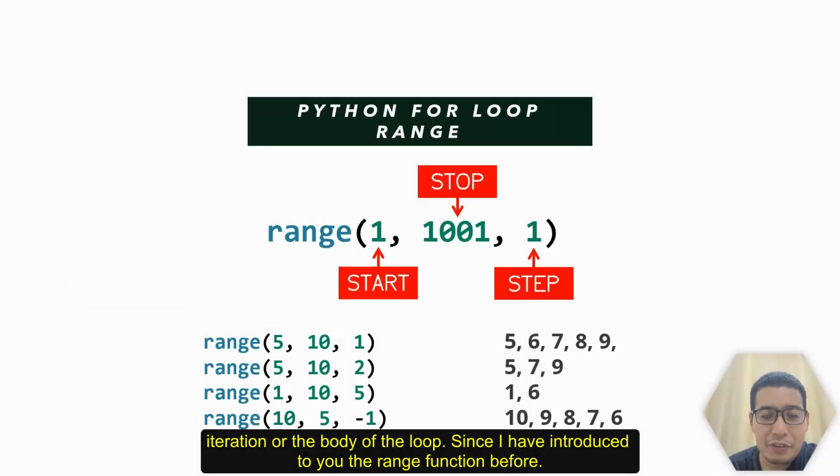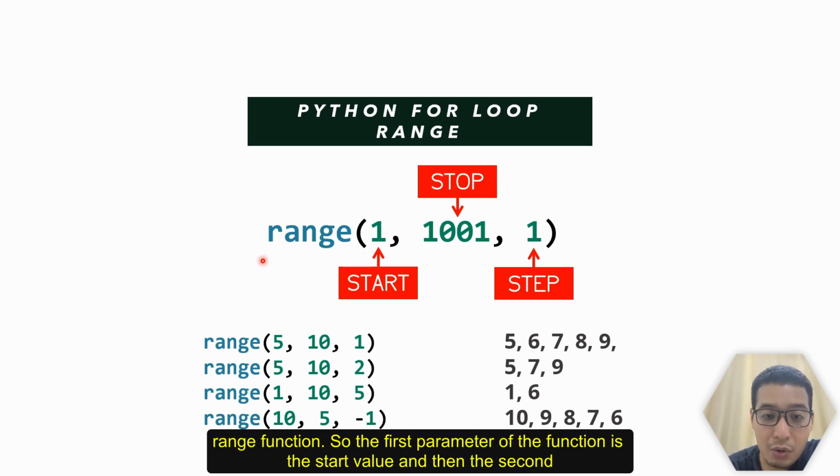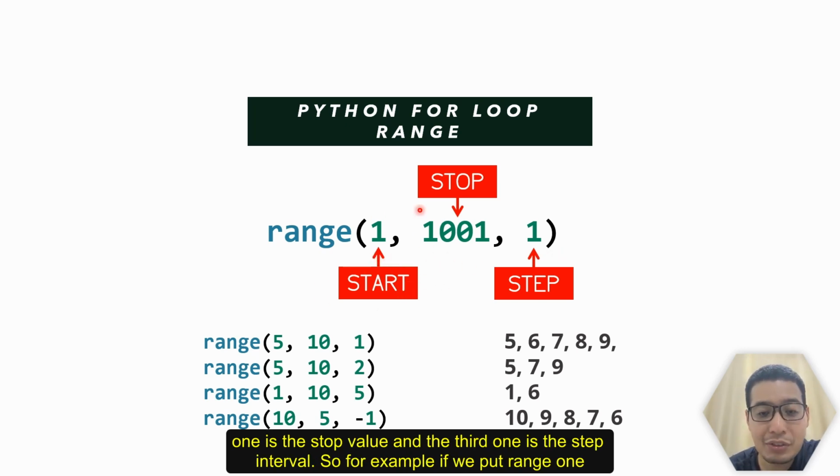Since I have introduced the range function before, it is important for us to discuss the details of its usage. So for instance, here we have the range function. The first parameter of the function is the start value. The second one is the stop value. And the third one is the step interval.